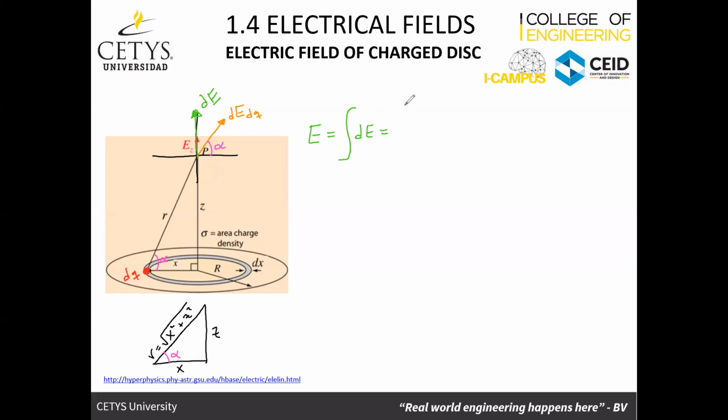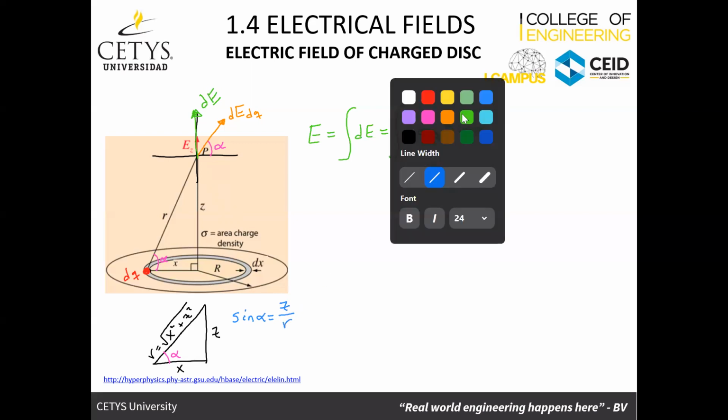Now dE is going to be dE dQ. That's going to be the Y component, which would be multiplied by the sine of alpha. Now, if we come back over here, we can find that the sine of alpha is equal to the opposing side, which is z, divided by r.